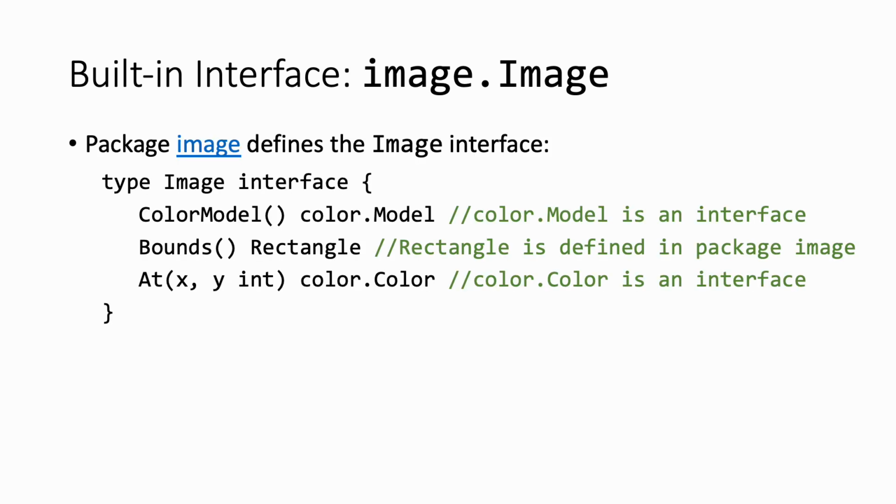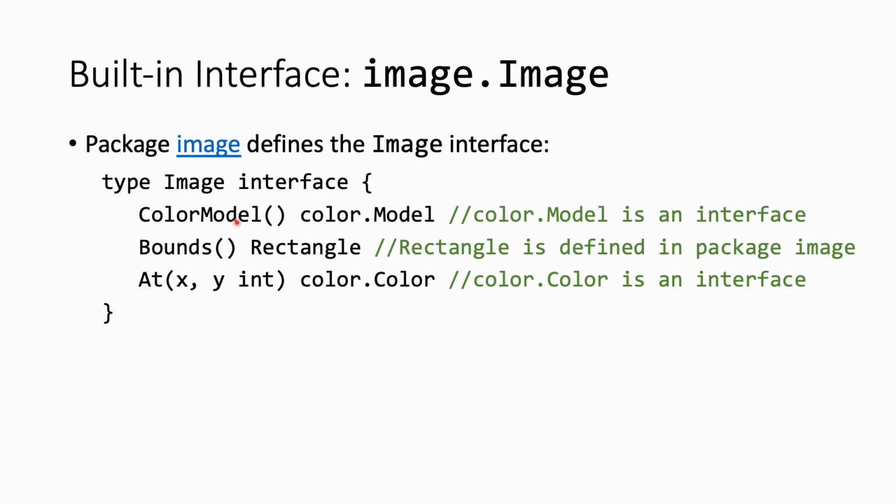In the remaining part of this video, I will discuss more built-in interfaces that are useful for handling graphic images. One of those interfaces is image.Image. Package image defines the image interface as follows. It consists of 3 method signatures.